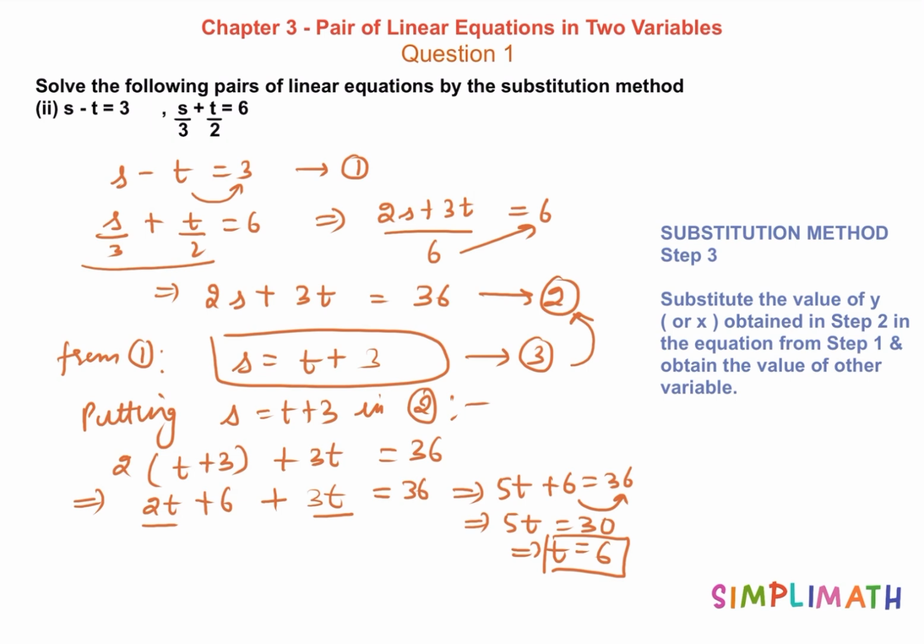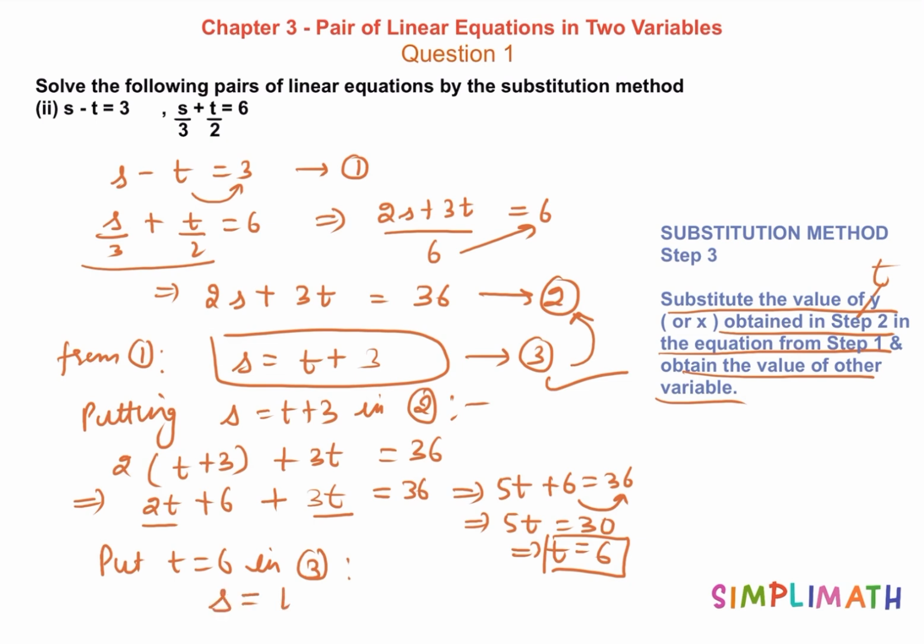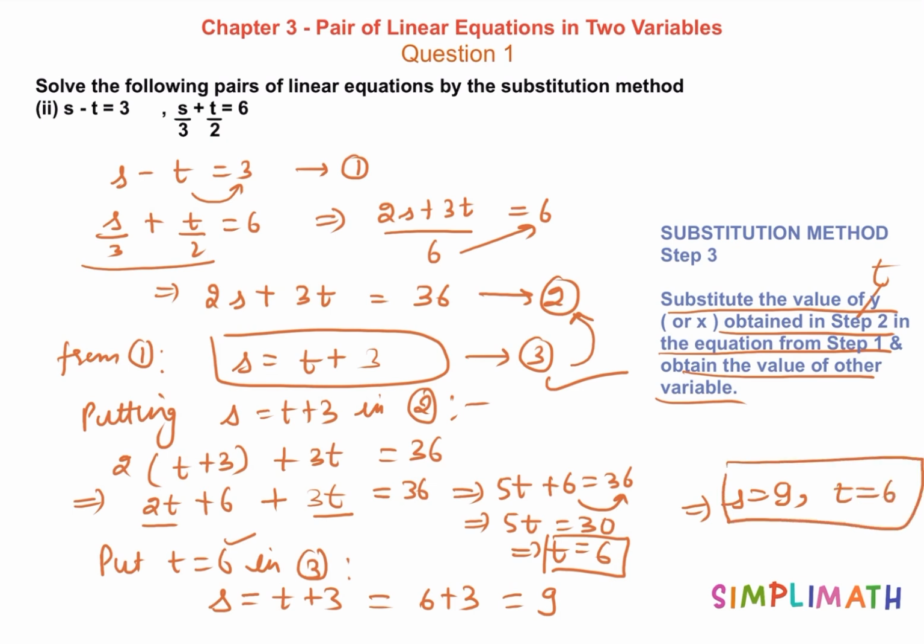Now step 3 of the substitution method says to substitute the value of t obtained in step 2 in the equation from step 1 and obtain the value of the other variable. So we put t equals 6 in equation number 3. So we have s equals t plus 3 and we know t is 6. So this becomes 6 plus 3. So s equals 9 and t equals 6 is the solution of the given pair of linear equations.